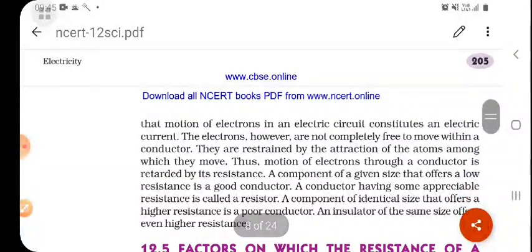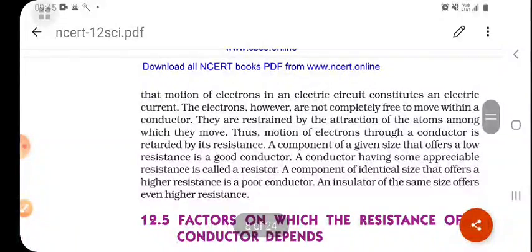Okay, and the motion of electrons in an electric circuit constitutes an electric current, and these electrons, however, are not completely free to move within a conductor. They are restrained by the attraction of atoms among which they move. Thus, the motion of electrons through a conductor is retarded by its resistance. Every conductor has its own resistance, that is, it resists the flow of electrons.